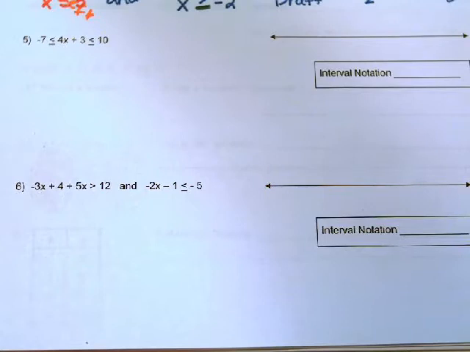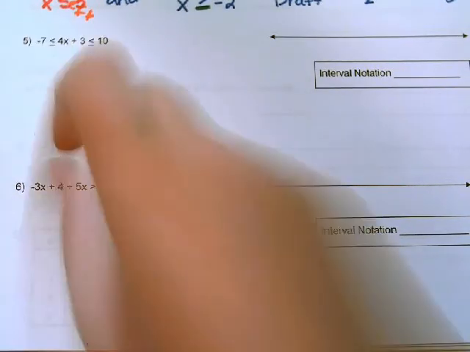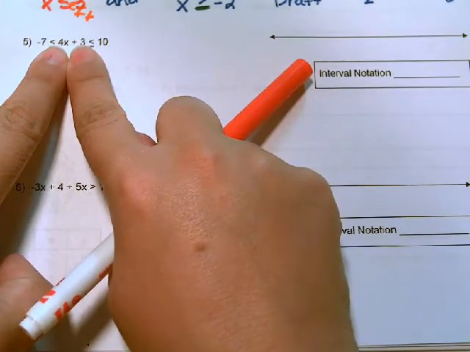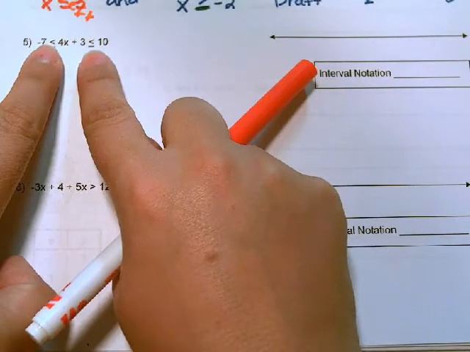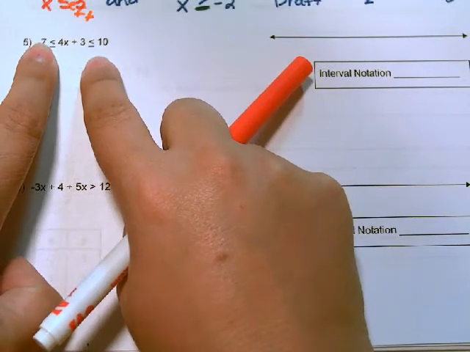The next problem is also a compound inequality. It's just written a little bit differently. So when you have a problem that looks like this, where the inequalities are both open to the right and you have something in between like this, it's going to indicate that it is an "and" inequality. So I'm going to show you two different ways to do this problem.